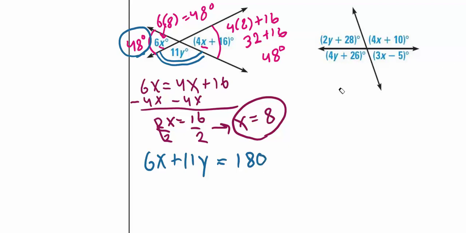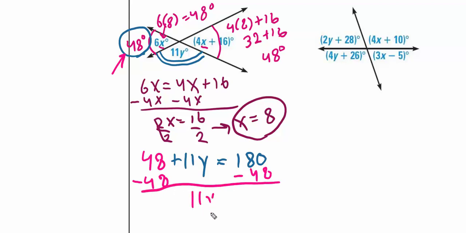However, we already found out that 6x is equal to 48 degrees. So I replace it back in. All I have to do now is solve for y. I'm going to subtract 48 from both sides, and then divide both sides by 11. I get y is equal to 12.